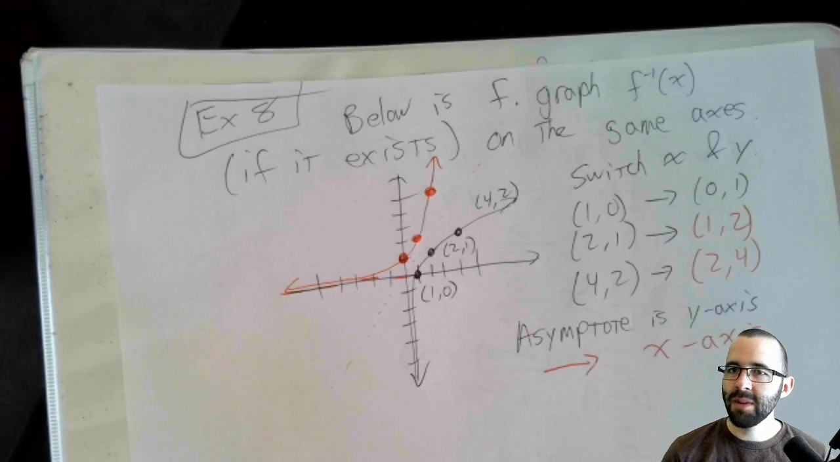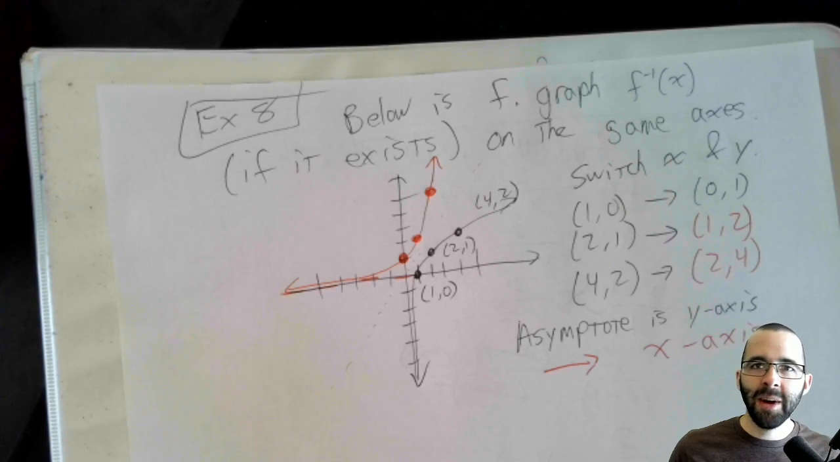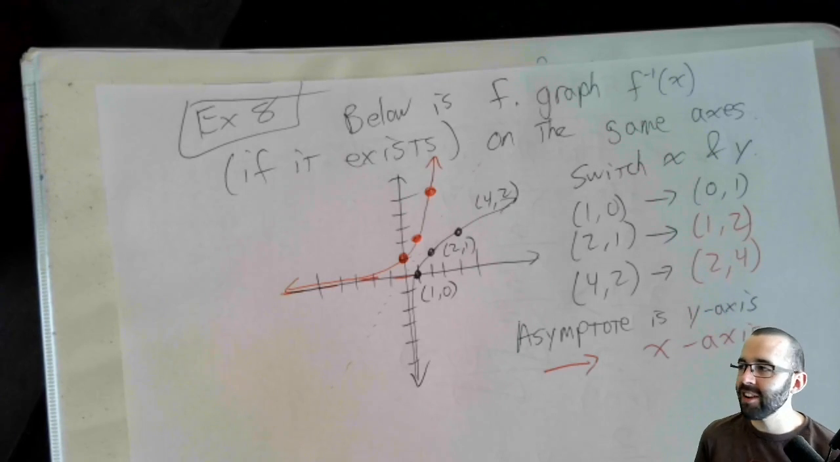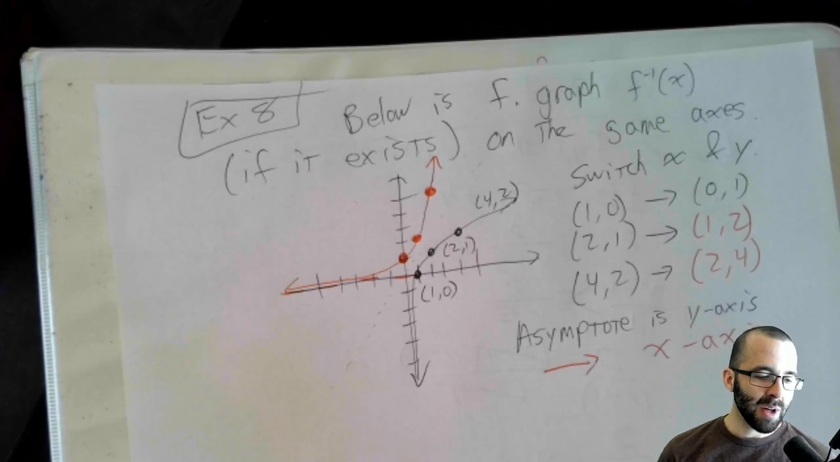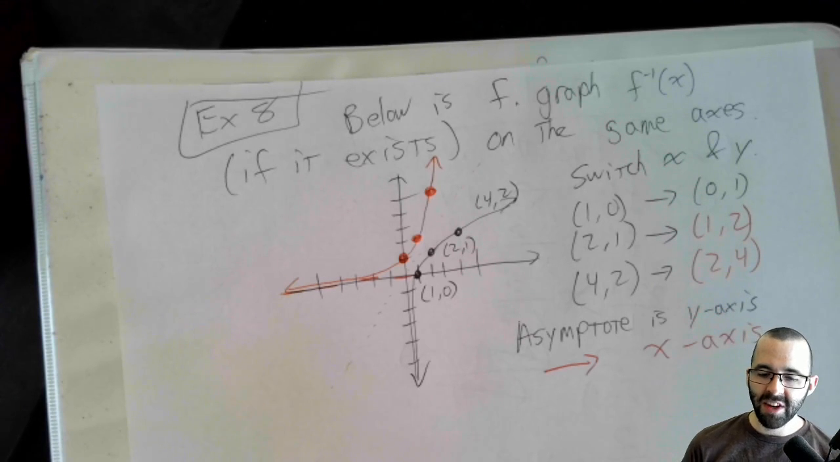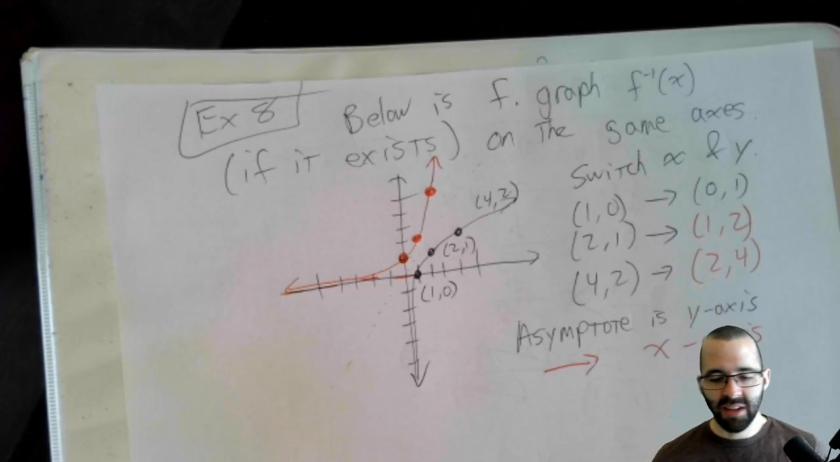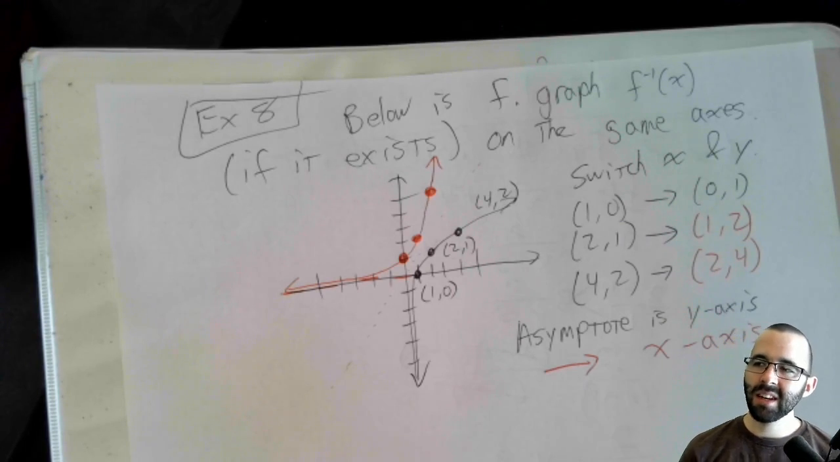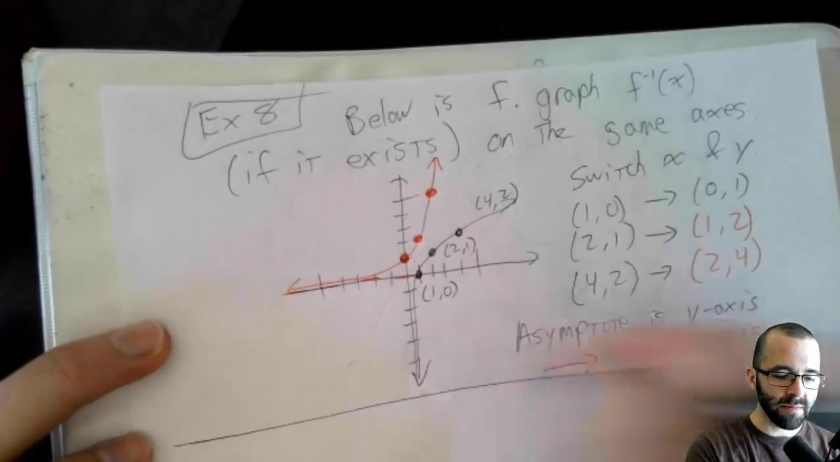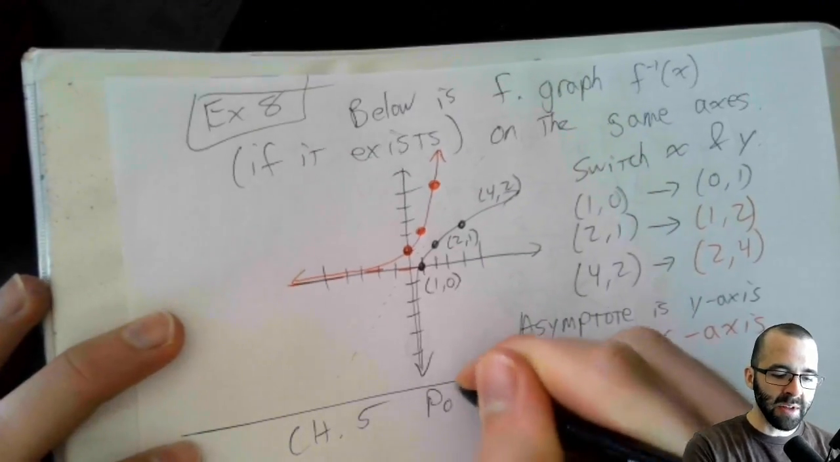But that's it for chapter 3. I've said a lot of chapter names. That's all there is to know about inverse functions. You can do it all, and you will do most of it on your quiz tomorrow. All right? If there are any questions, now's a good time to ask them. Otherwise, we're going to move on to the next section, which is going to be chapter 5. Chapter 5, we don't spend too long talking about, but it's going to be polynomials.